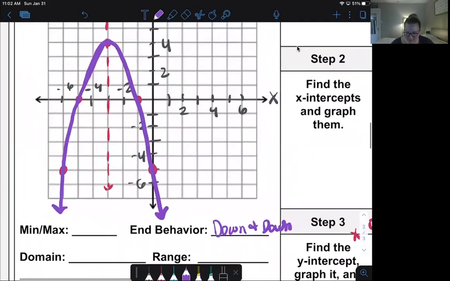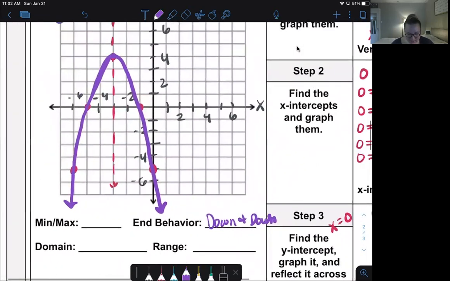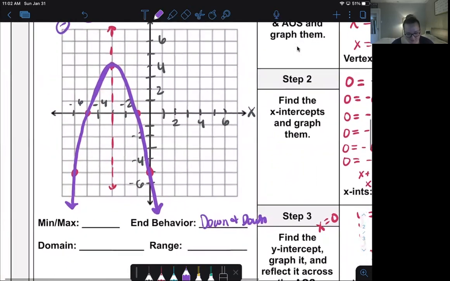All right, then go ahead and press pause and press play. I want you to tell me if we have a minimum or a maximum, and what that value is. I want you to tell me about the domain and range. So press pause and then press play when you're ready to check your work.